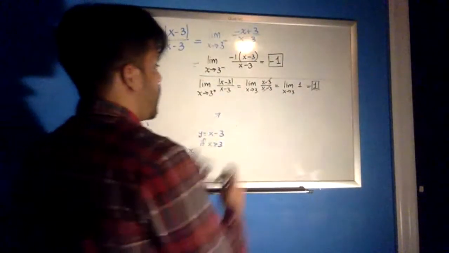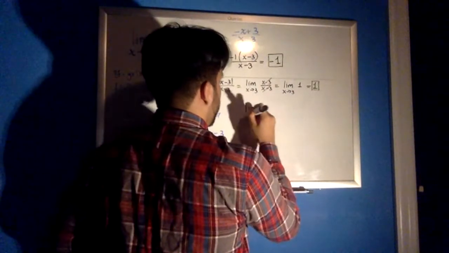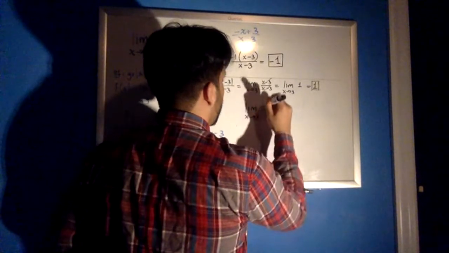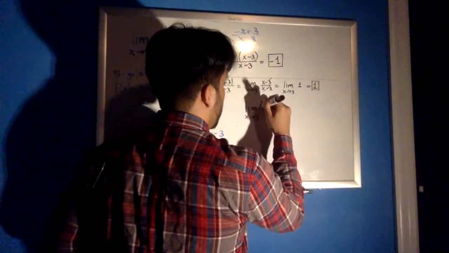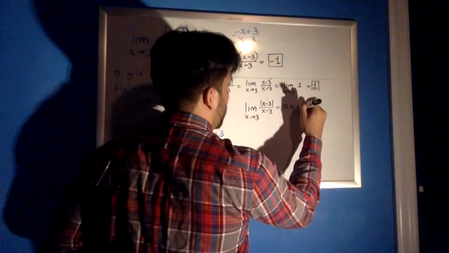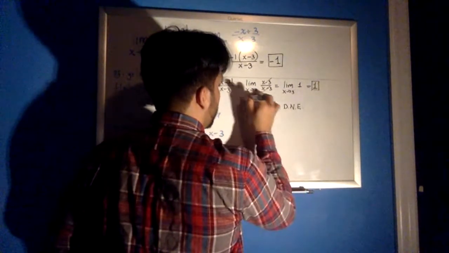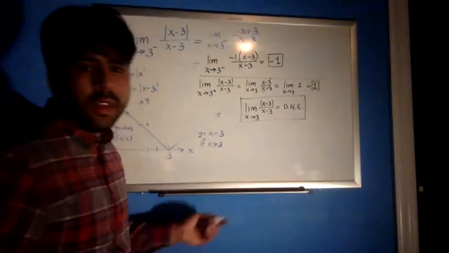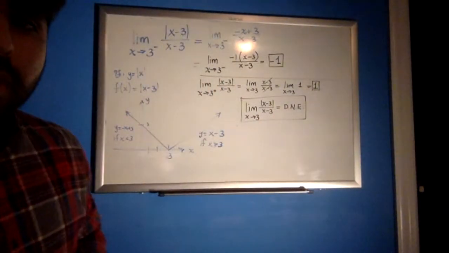So then what would be my conclusion? My conclusion would be that the limit as x approaches 3 of the absolute value of x minus 3 over x minus 3 does not exist. It doesn't exist because my left side of the limit does not equal my right side of the limit.